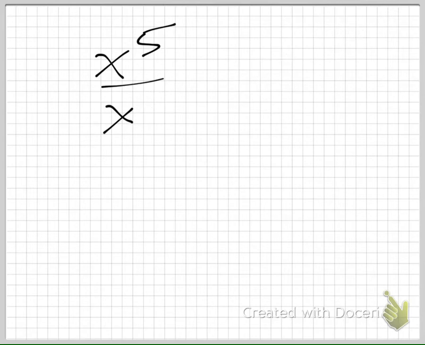So what about if I have x to the 5th over x to the 7th? Isn't this going to be x to the 5 minus 7? Isn't it? Don't you agree? It's the same thing.